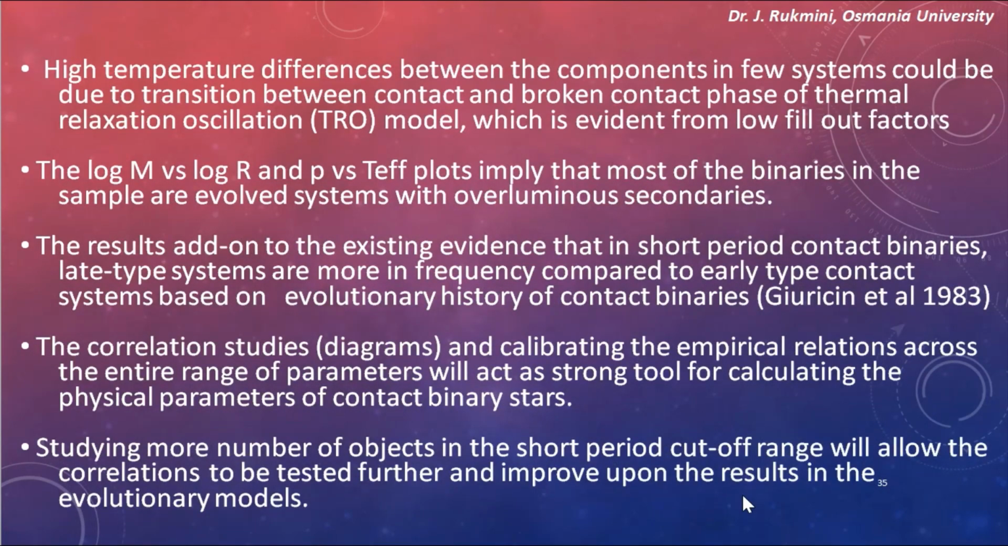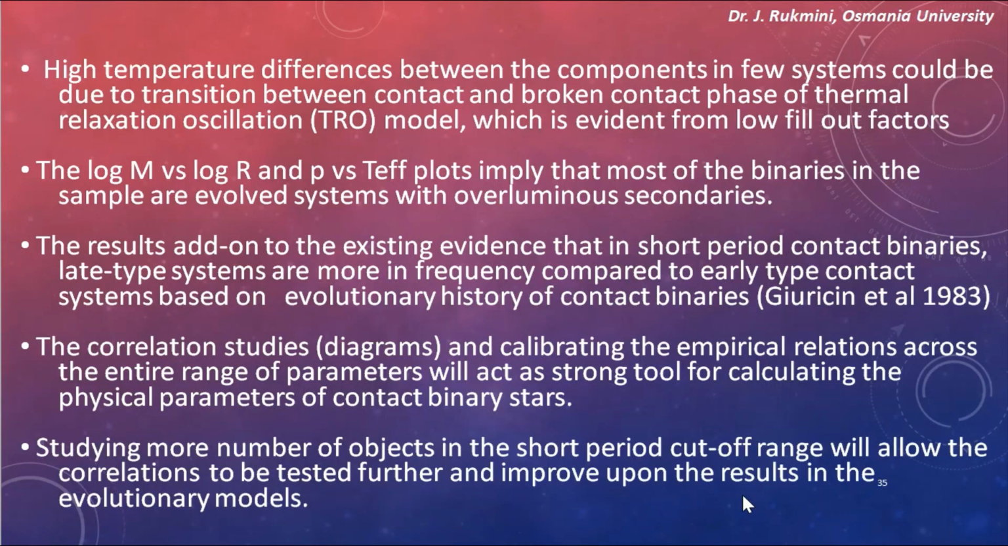The higher temperature differences between the components for some of the systems could be due to transition between the contact and broken contact phases of the system, which is also called the thermal relaxation oscillation model, which is also observed with low fillout factors being evidence. Characteristic plots imply that most of the binaries in the sample are evolved systems, with the secondaries being over luminous compared to the primary ones.